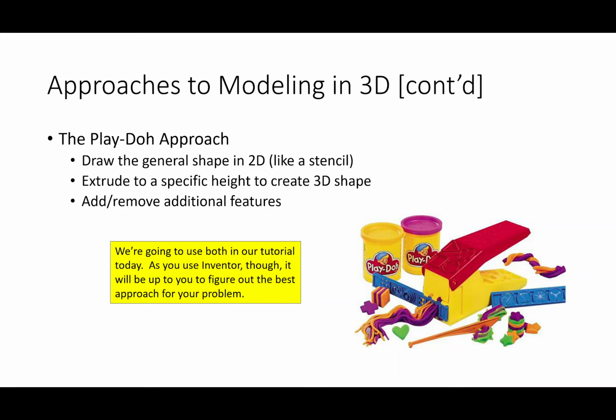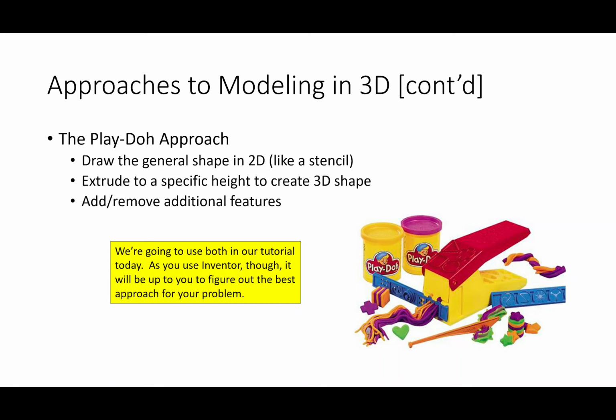So you take the Play-Doh, you stick it in the extruder, you hit the little button, and what it does is it takes this 2D cross-section of maybe like a heart or a star or something like that, and it extrudes it into a 3-dimensional object, okay? We're going to use both today.